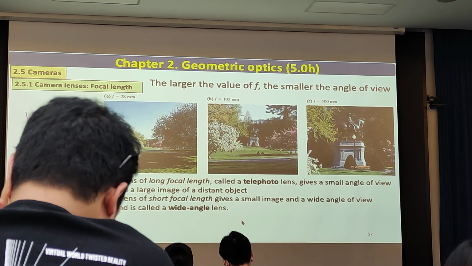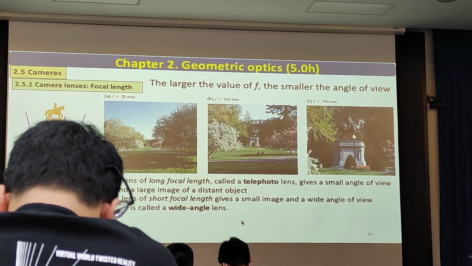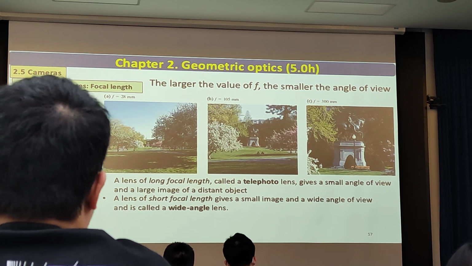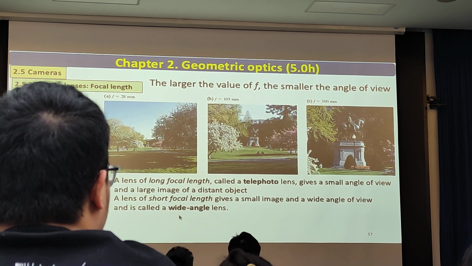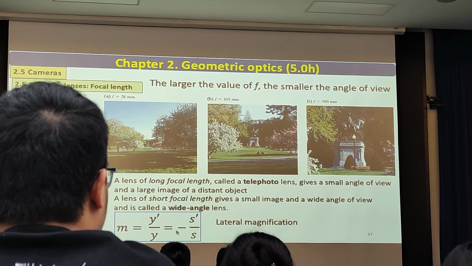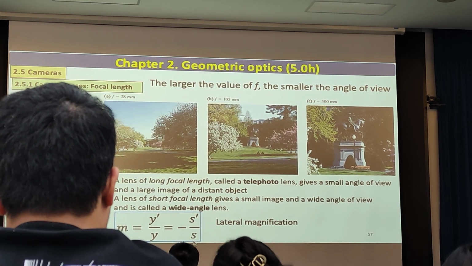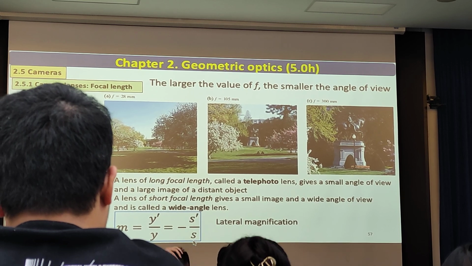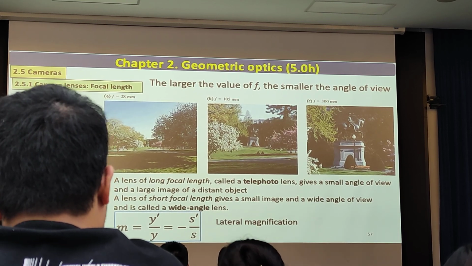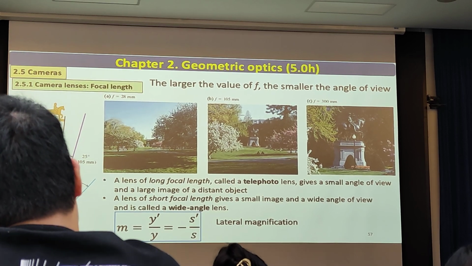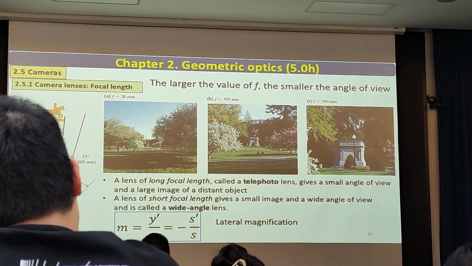And what is the lateral magnification in this case? It is a lens, so you just follow the previous equation. You use m equals y prime over y equals minus s prime over s. So if you understand all the parts from 2.1 to 2.4 clearly, for the cameras, for the eye, for the magnifier, telescope, you will find it very easy. It's just a system of lenses. That's all.